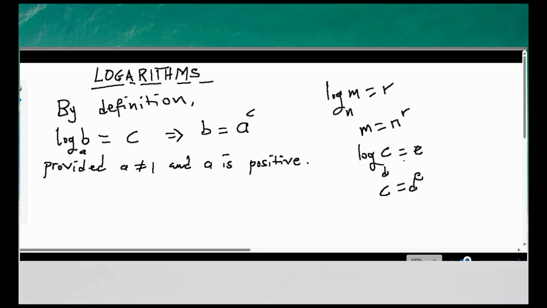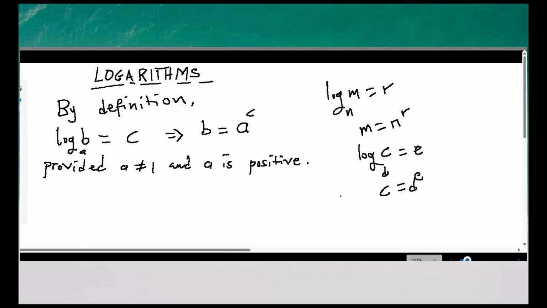Right. Now basically there are some things that we have to take note of in logs. We have to understand that the base of the logarithm can be written as any positive number except 1. That's why we are saying a cannot be equal to 1. Also know that the logarithm of negative numbers does not exist, right?